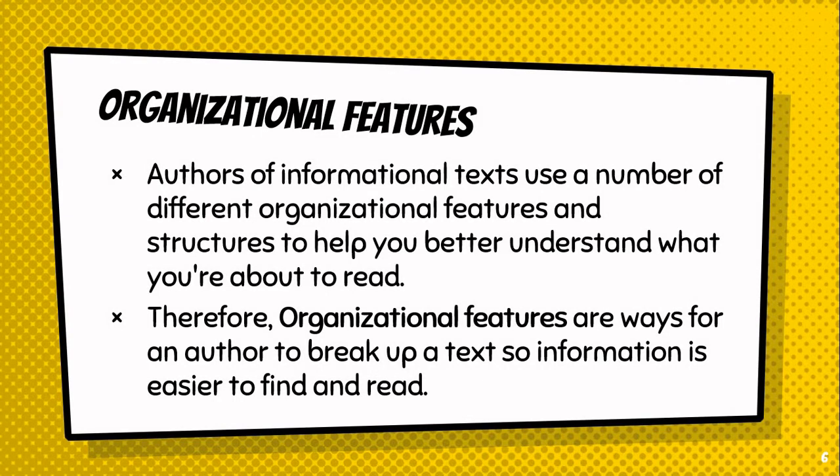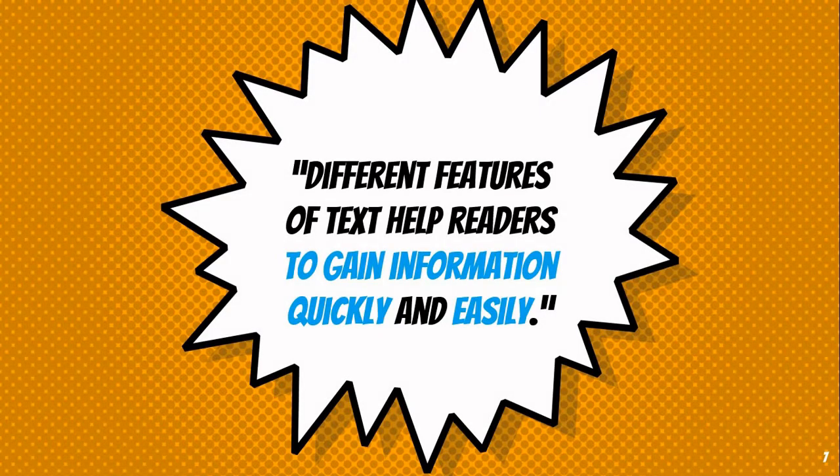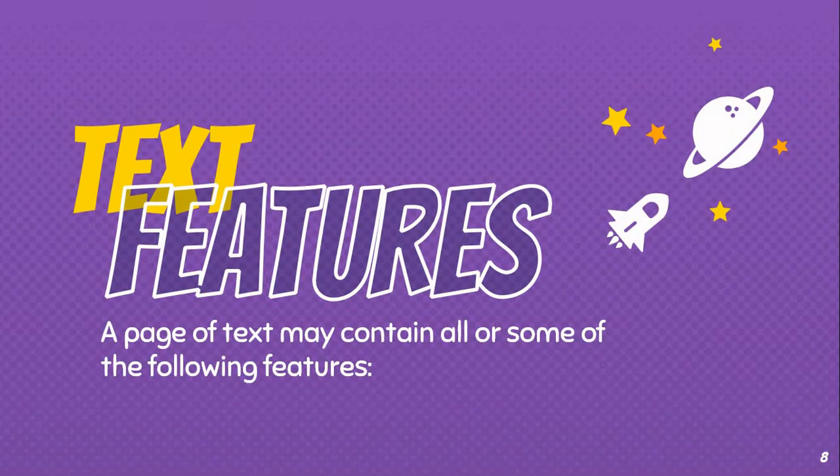What about organizational features? Authors of informational texts use a number of different organizational features and structures to help you better understand what you're about to read. Thus, organizational features are ways for an author to break up a text so information is easier to find and read. Therefore, different features of text help readers to gain information quickly and easily. In this video, I'm going to share with you 8 most common organizational features of text. So a page of a text may contain all or some of the following features.